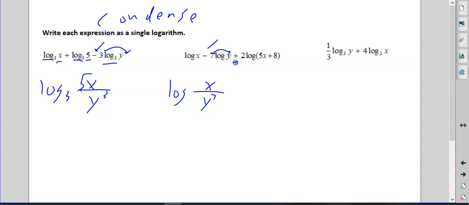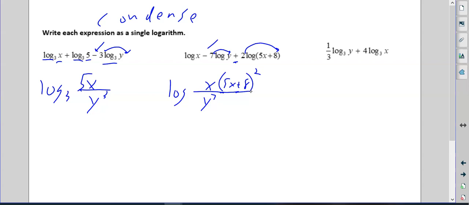And now this, notice, has a plus. That means that's going on top. Okay, be careful with that. This 2 in front goes out here. So we're going to have 5x plus 8 squared. And you can just leave it like that. You do not have to FOIL that 5x plus 8, distribute the x. Just leave it the way it is right there.